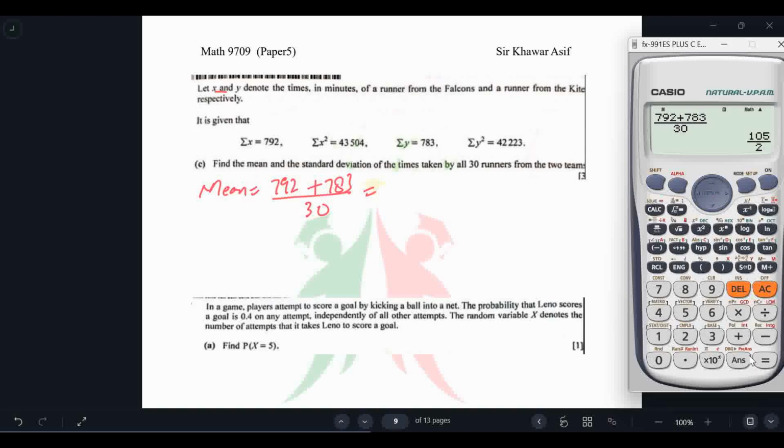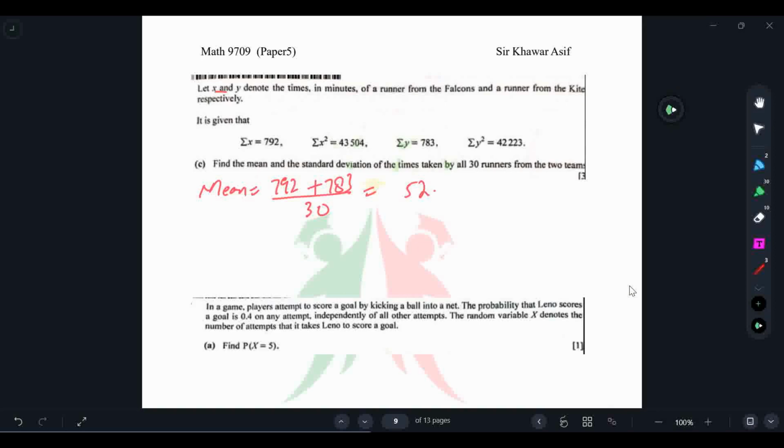So this will be equal to 52.5. So 52.5 will be the mean. This will be the final answer.